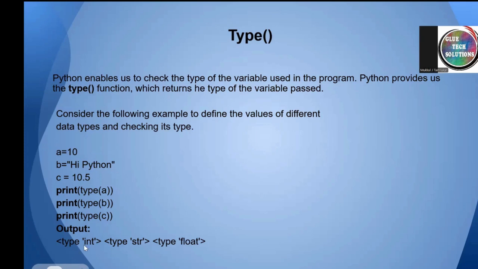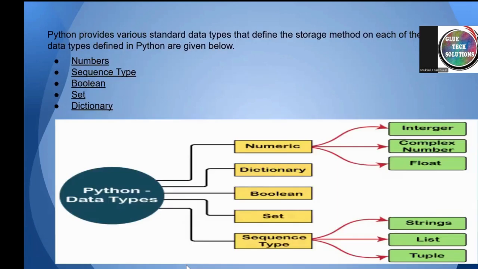So in the output, you will get it like this. Type int first. A is the integer data type, so it will return int. Second, type str. Str means a string, so B has a string data type value, that's why str. Then type float. C contains a floating value, that's why float. Okay, so in this way, you can know the data type of any particular variable by using the inbuilt function type, right?